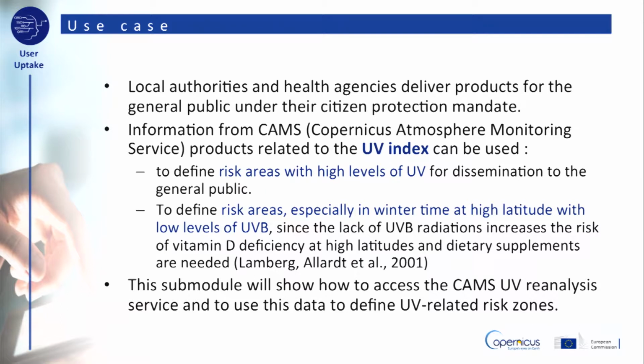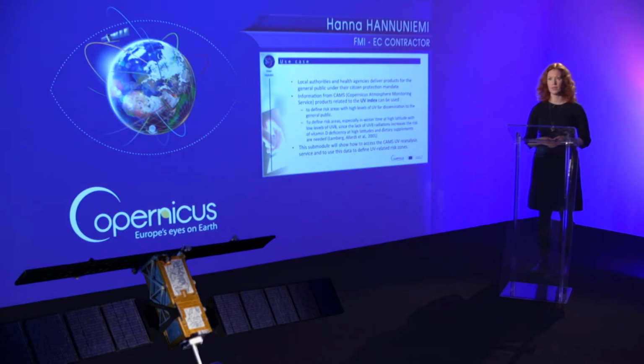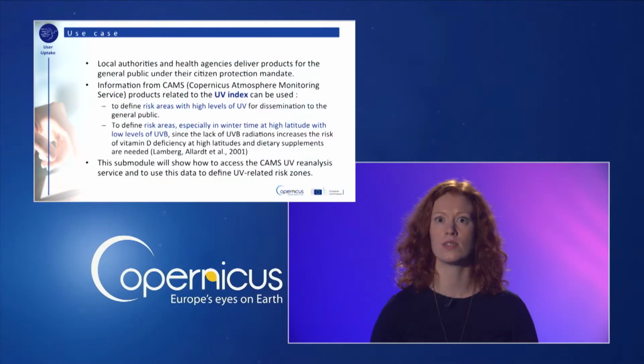Indeed, information about the UV index is useful for local authorities or health agencies to point out areas showing risk in order to communicate them to the general public. Risks are twofold. Overexposure to UV radiation can cause damage, and on the other side, lack of UVB radiation increases the risk of vitamin D deficiency.